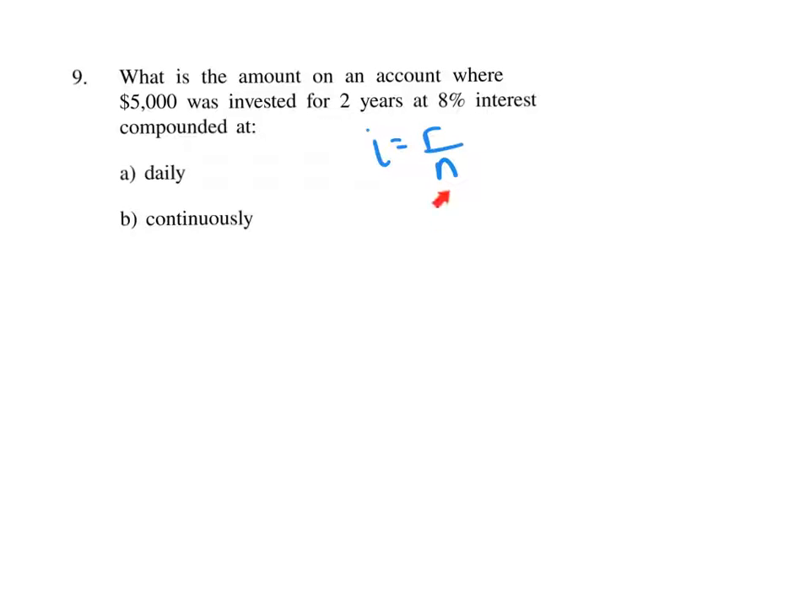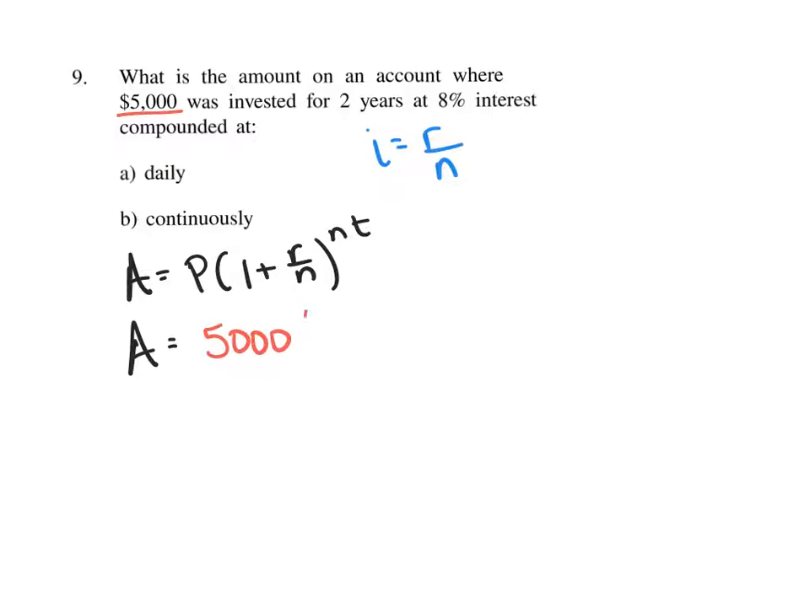So, in theory, what happens if we look at this first one. If I wanted to compound daily, the formula I'm going to use is this: A is equal to P times 1 plus R over N raised to the NT. And here I know my P is, for this particular problem, it says, what is the amount on an account where $5,000 was invested for 2 years at 8% interest? So I know that P is 5,000 times 1 plus, and I see my rate, R, is 0.08.